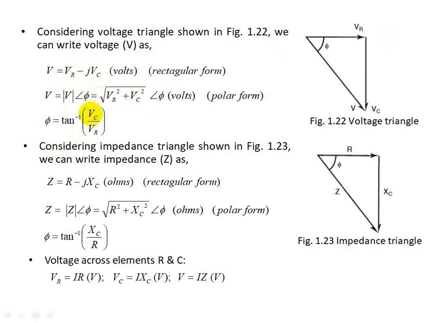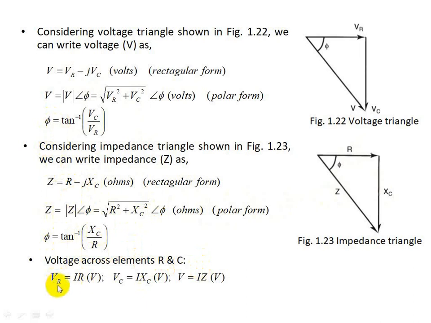Similarly, from the impedance triangle, we can write the equation for Z as R minus jXC. In polar form, it is the magnitude of Z at an angle phi. The magnitude of Z is the square root of R squared plus XC squared, and phi is tan inverse of the imaginary component by the real component, XC by R. So these values are the same; this phi and that phi will give you the same value.